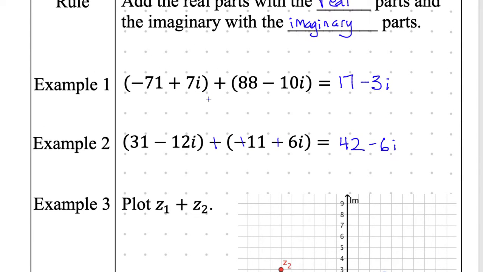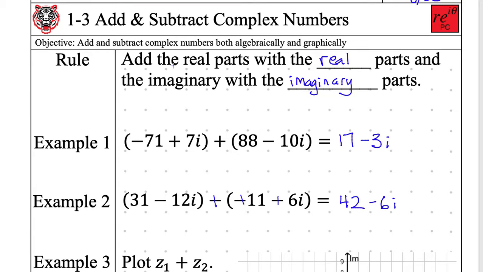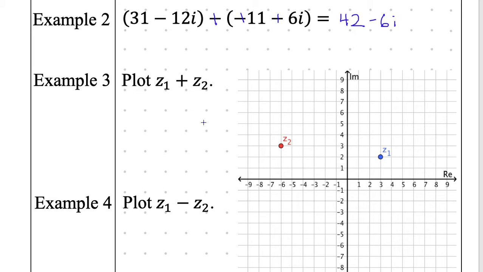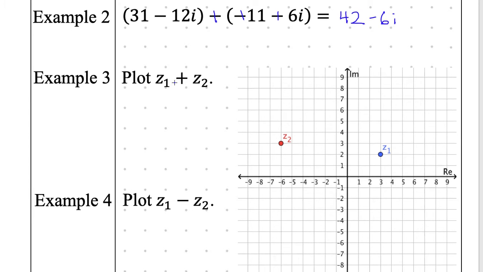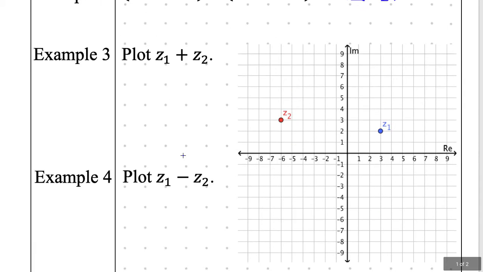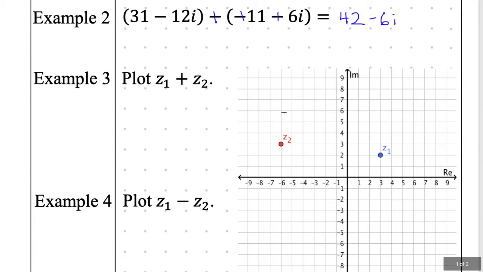All right, on to number 3. So this is the algebra, that's half of the objective. Now I need to do the graphical adding and subtracting. I have 2 examples for adding and subtracting. First example for adding, second example for subtracting. So this is the only one that we have for adding.